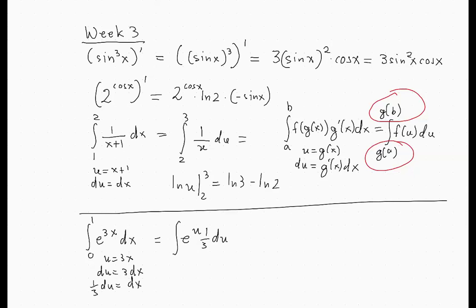And this, of course, will give us 1/3 times e to the third minus e to the 0. Of course, we all know that e to the 0 is the same thing as 1. So this is 1/3 times e to the third minus 1.